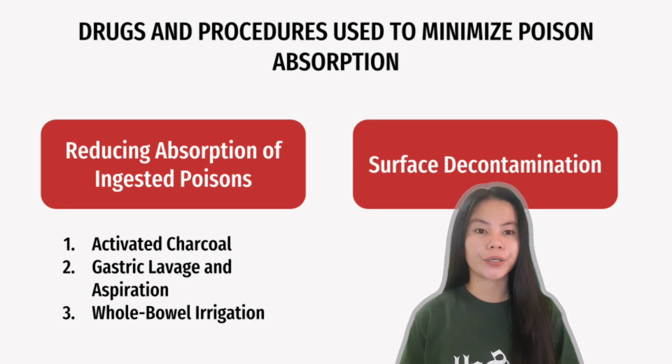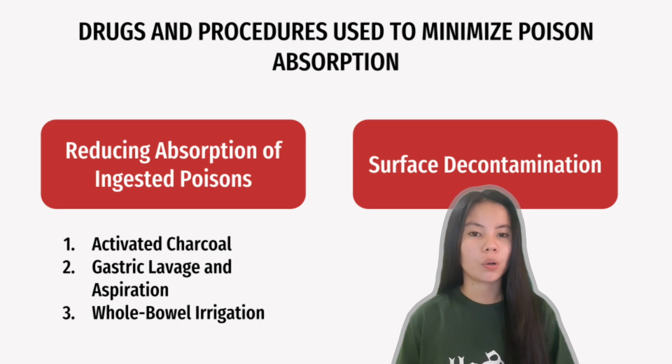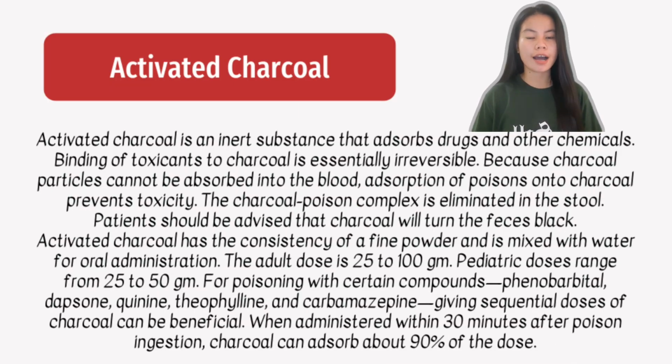Drugs and procedures used to minimize poison absorption. We have two. First is reducing absorption of ingested poison, and under that are activated charcoal, gastric lavage and aspiration, and whole bowel irrigation. The other one is surface decontamination. Let's discuss first the reducing absorption of ingested poisons. First, the activated charcoal. Treatment with activated charcoal is a preferred method for removing ingested poisons from the GI tract.